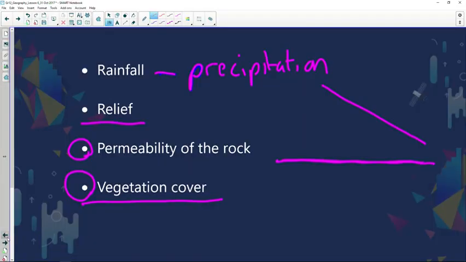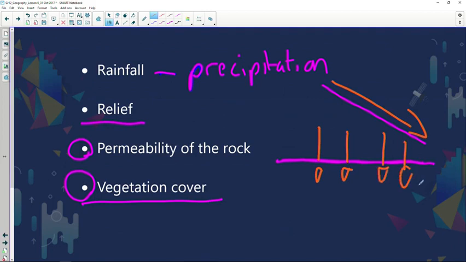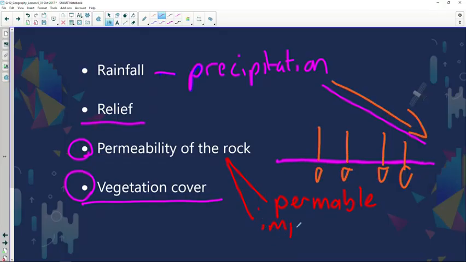So if we look at our points, the amount of rainfall: some areas receive less rainfall, some areas receive more rainfall. The steepness of the slope: a steep slope is rather going to promote surface runoff. A gentle slope is going to promote groundwater runoff. The permeability of a rock, let's just write it over here. We've got permeable, and what did we say about permeable? It allows water to infiltrate. Impermeable, it does not allow water to infiltrate.